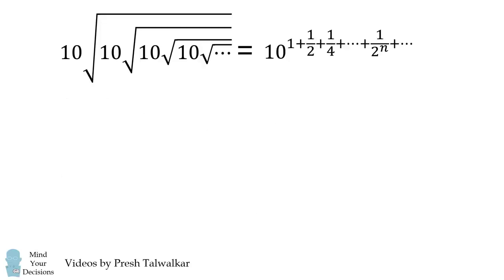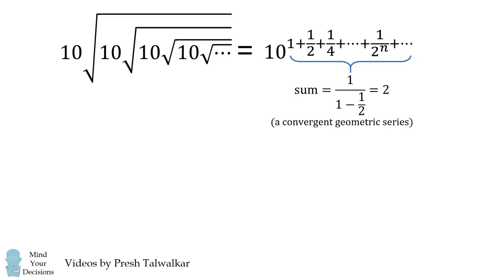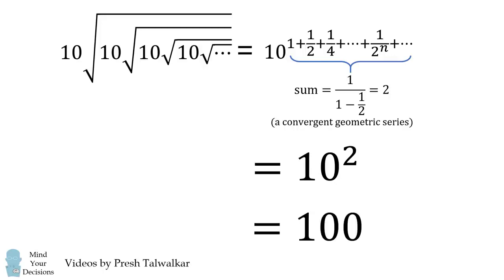So now how can we figure out the value? Well, the exponent is a convergent geometric series, and we can use the formula for the sum of the geometric series to get that the exponent will be equal to 2. So all of this is equal to 10 squared, or 100.